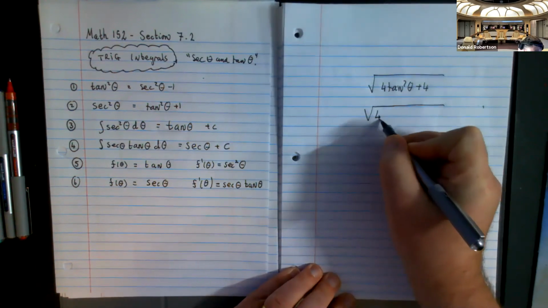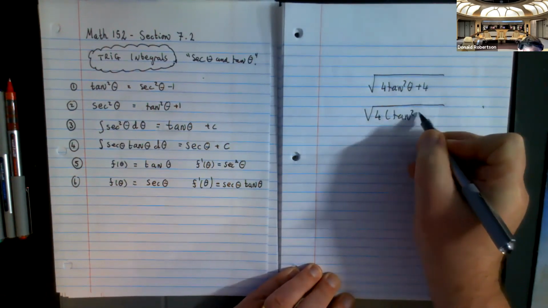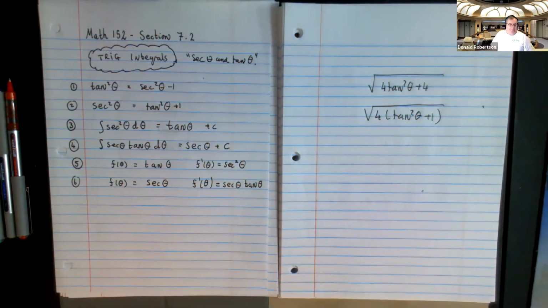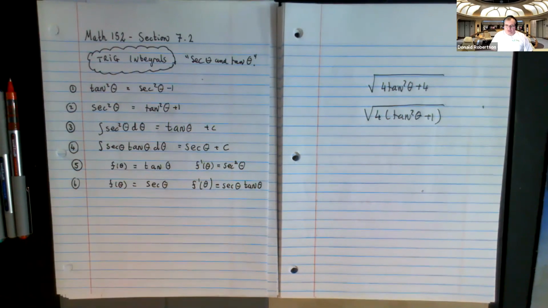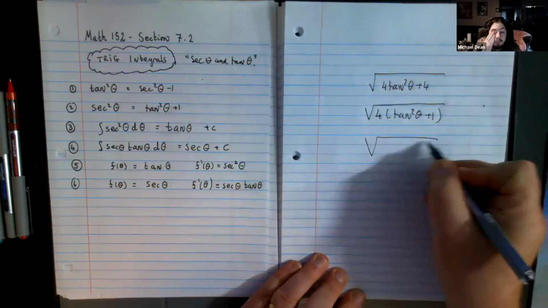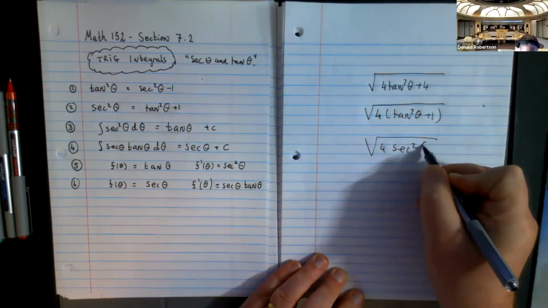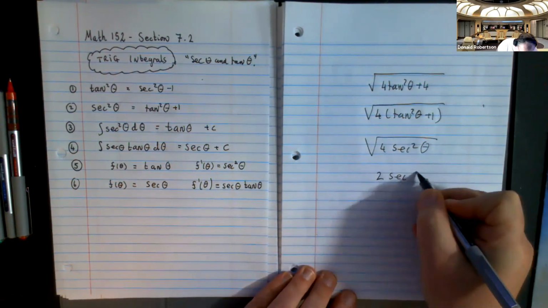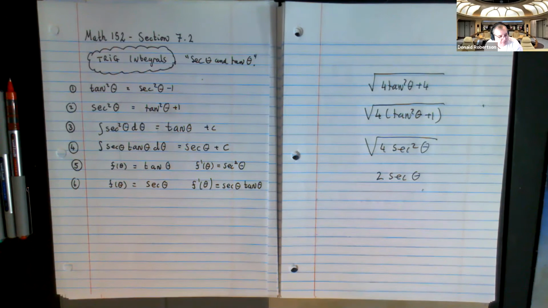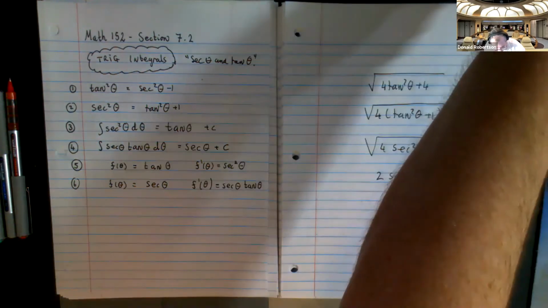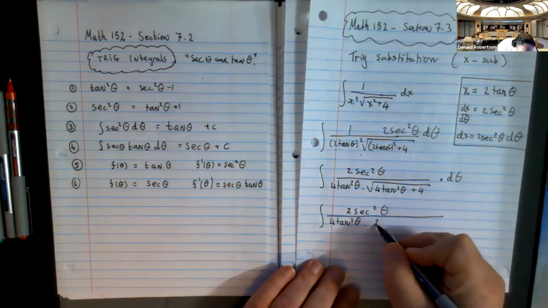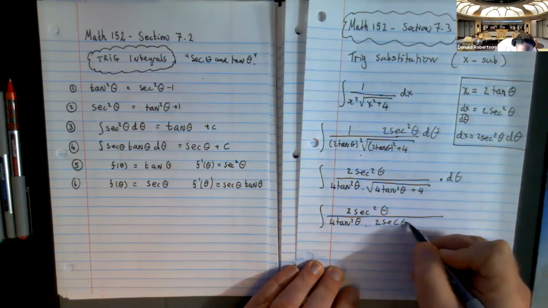Pull out the common factor of 4. Do you recognize tan squared theta plus 1? Because it's over here. What's tan squared theta plus 1? Secant squared. And nicer than that, aren't these perfect squares so you can get rid of the square root? So this guy just became 2 secant thetas d theta.